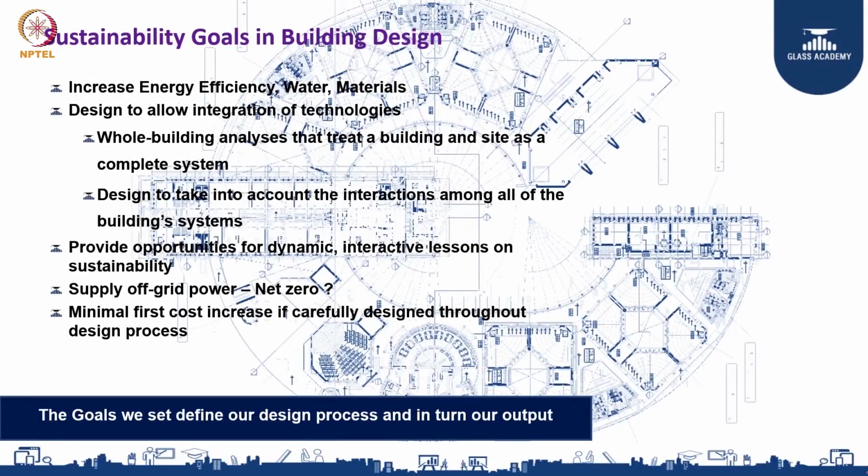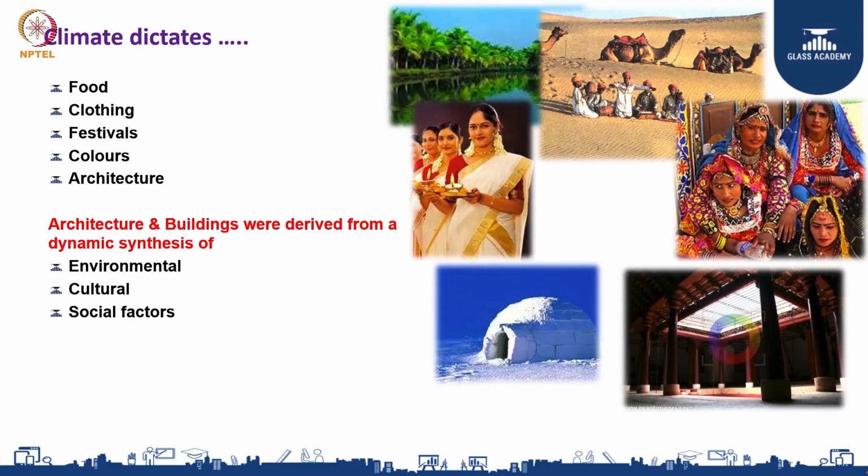So what is critical here is that the goals we set define our design process and in turn our output, output here being the complete building. So all of us do know that climate dictates a lot of our parameters of life, the way we dress, the way we clothe, our buildings, the way they are designed. So in terms of food, in terms of festivals, in terms of colors. So obviously architecture also becomes a very integral part of what the climate has influenced over many years.